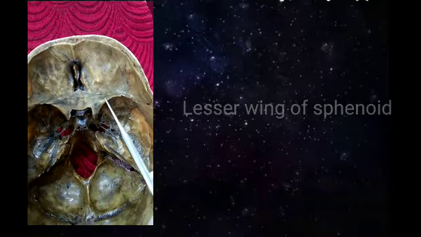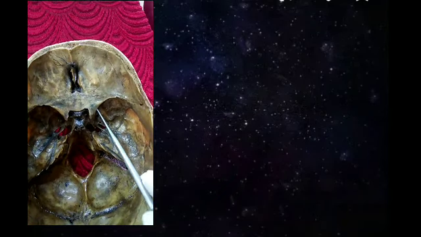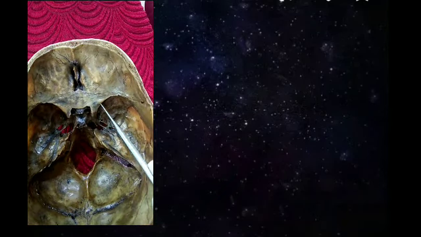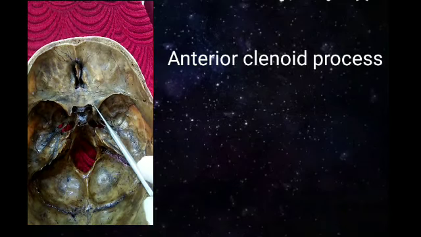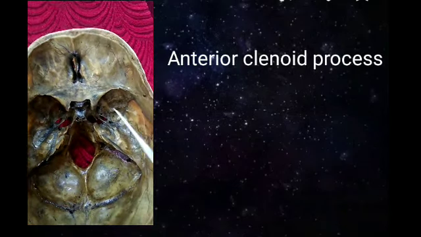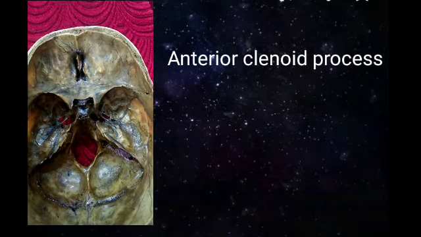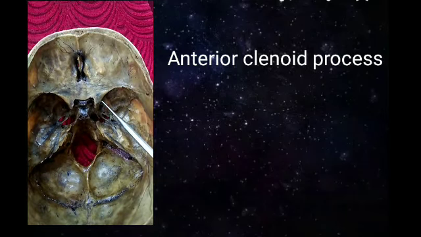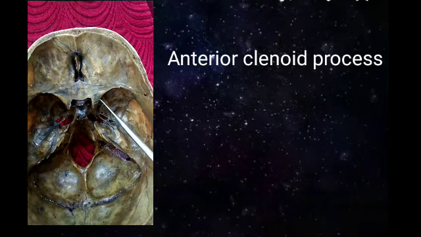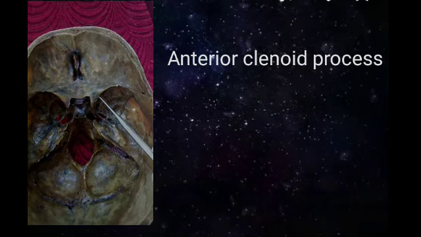The medial end of the lesser wing of sphenoid, the posterior margin of the lesser wing of sphenoid, forms the anterior clinoid process. So here this is the anterior clinoid process. This anterior clinoid process provides attachment to the anterior end of the free margin of tentorium cerebelli.